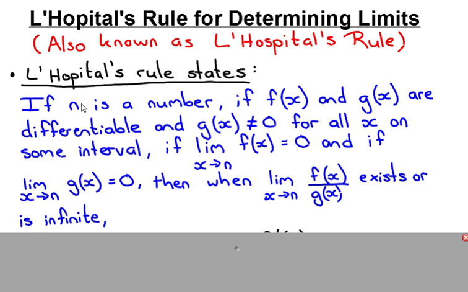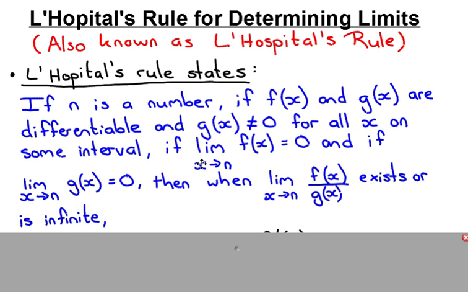If n is a number, so we're assuming n is any particular number, so an example would use an actual number. Then the other precondition is if two functions, f of x and g of x, are differentiable. So in other words, I can find the derivative of f of x and I can find the derivative of g of x. Also, it's important that g of x may not be equal to 0 for all the x's on some interval. So whatever x I plug in there in a given interval, I can't get g of x to be 0.